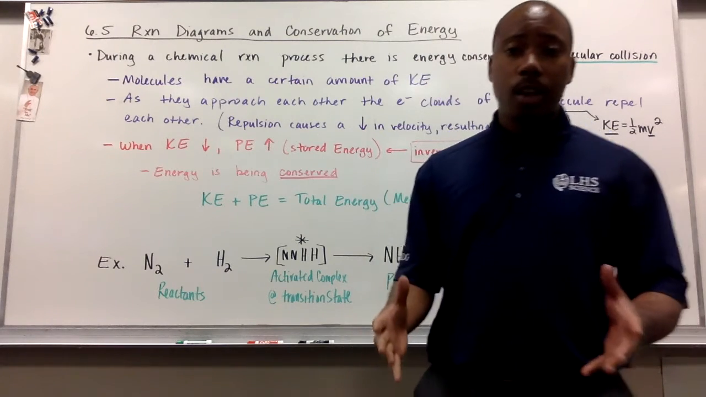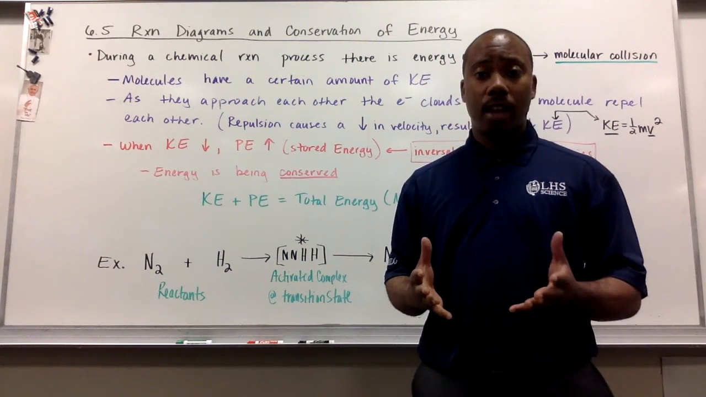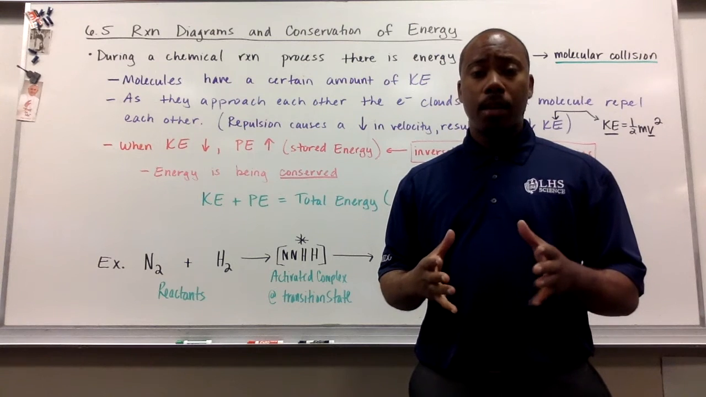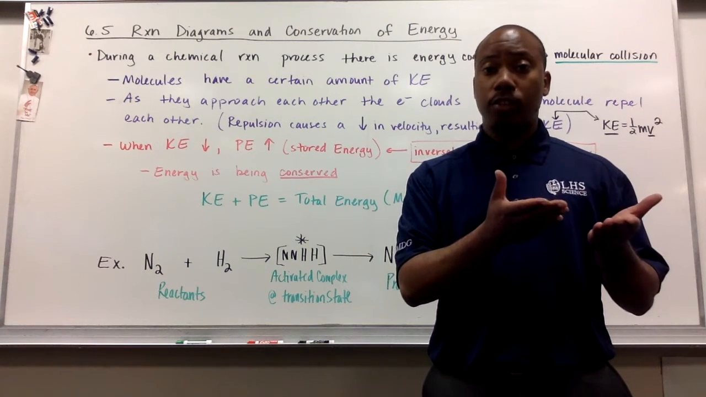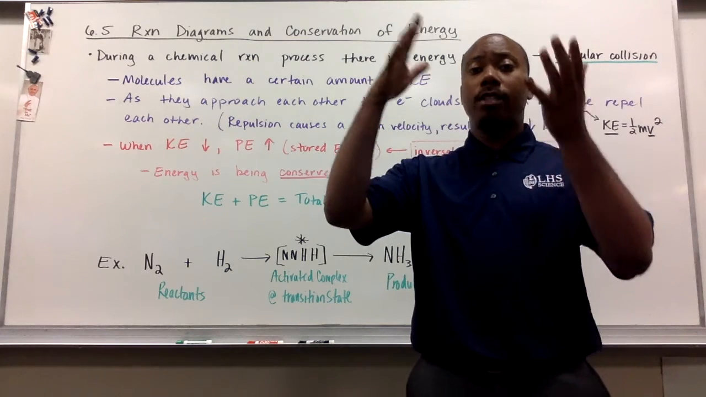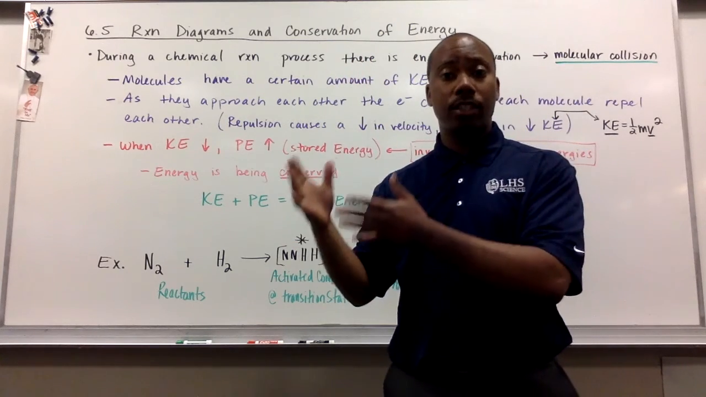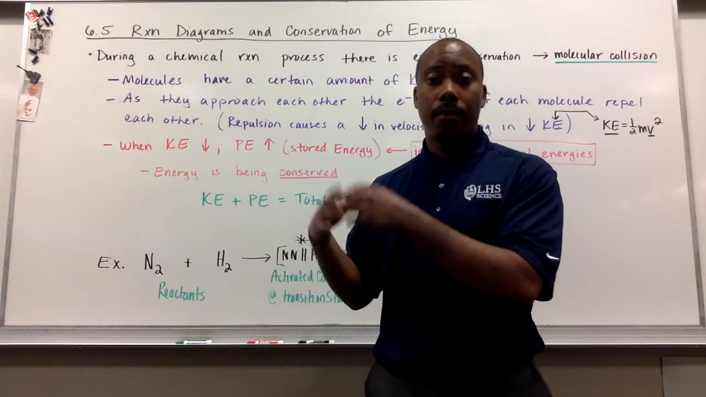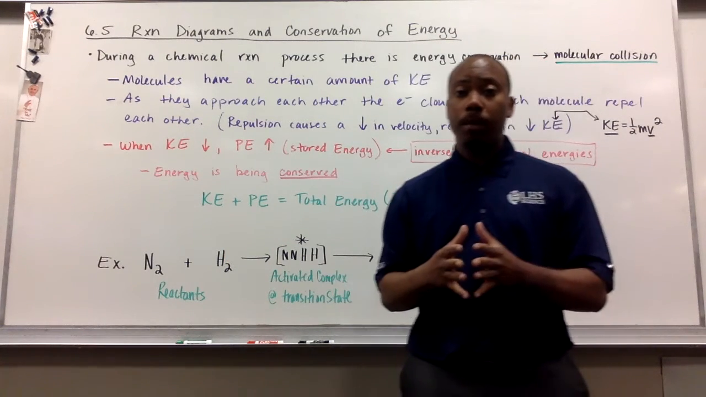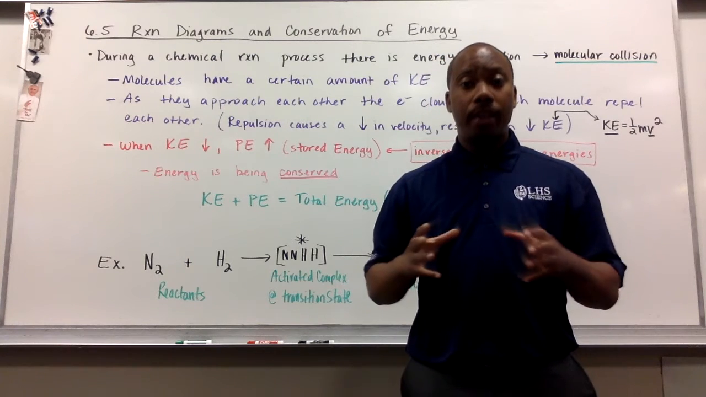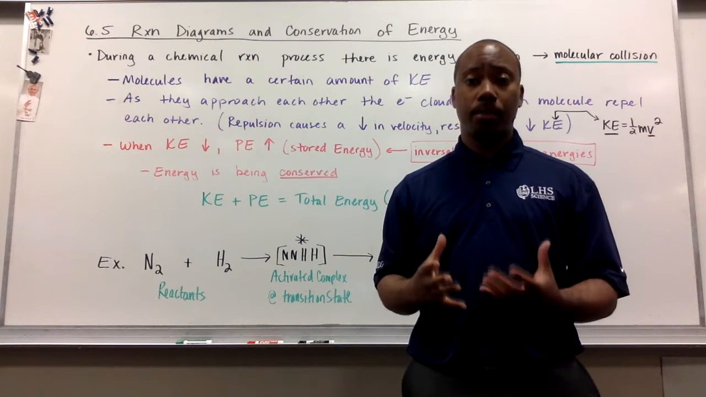Now in our last video, you were introduced to reaction diagrams and we analyzed them in terms of just reactants starting at a particular energy point and progressing through the course of a chemical reaction to form products that have a different energy. Today we're still going to keep our focus on energy, but it will be in terms of how energy is conserved through that reaction process.